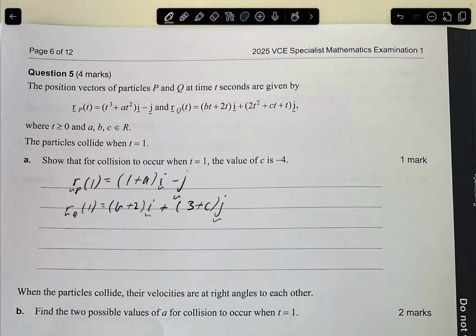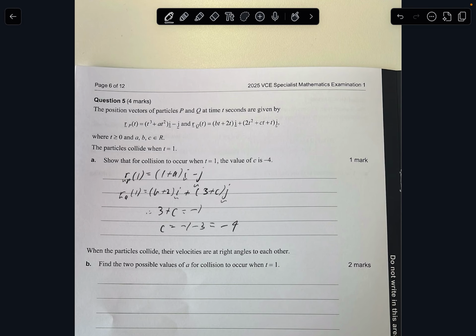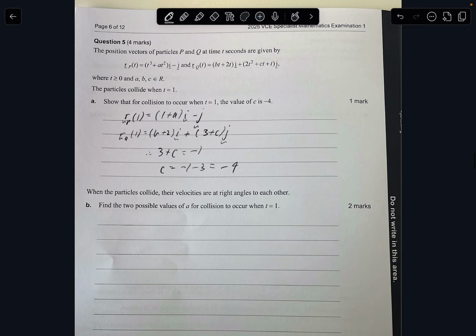So basically, 3 plus c is equal to -1. c is equal to -1 minus 3, which is -4. When the particles collide, their velocities are at right angles to each other. Find the two possible values of a for collision to occur when t equals 1.